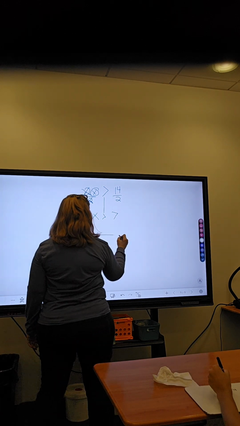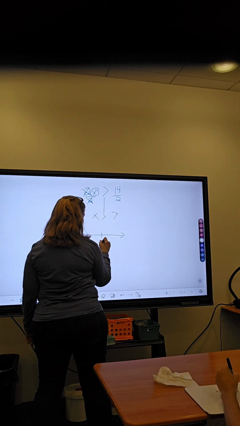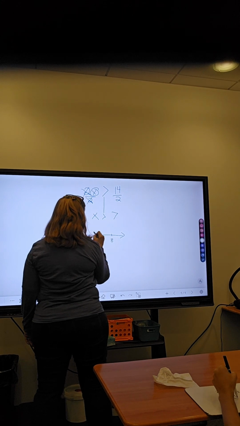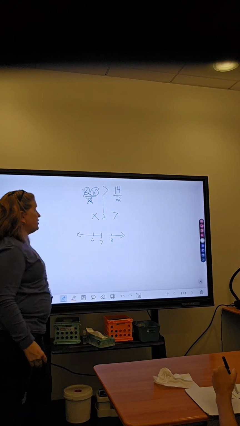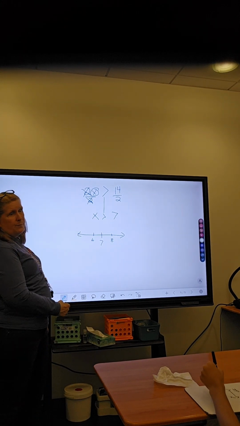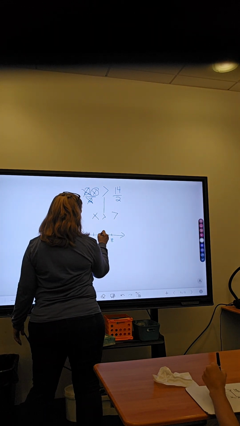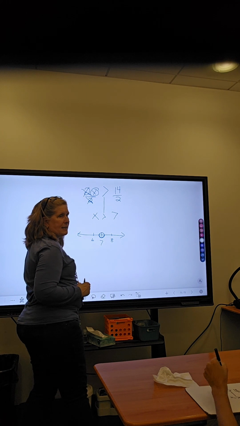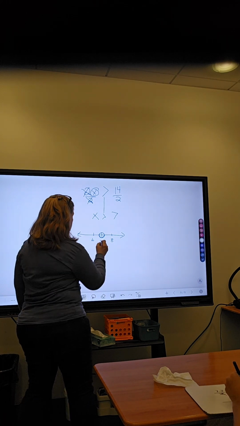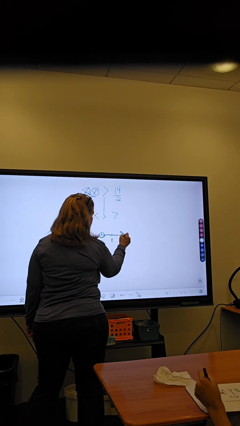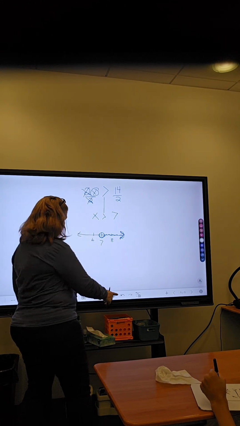All right, do a quick graph. Sketch a quick graph. You really only need 3 numbers: 7, the next number up, and the number down. And then you got to tell me what to do. Open or closed dot, Easton? Open. Open dot. Left or right? Right. Right? Like that? Yeah. That's right. Good job.